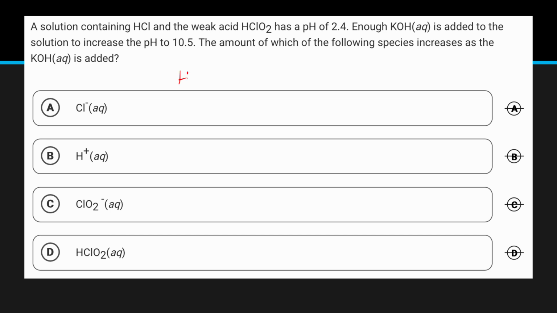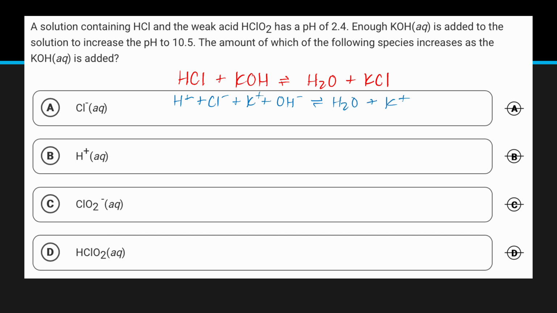So HCl plus KOH, that's going to react to form water and KCl. So looking at the net ionic equation, HCl is a strong acid, so we're going to take that apart. KOH is a strong base, so we're going to take that apart. Water stays together. And KCl is an ionic compound that is also soluble in water.